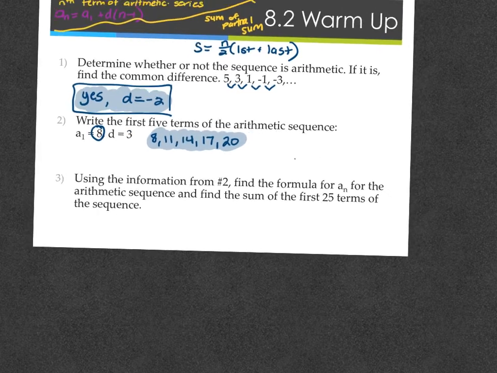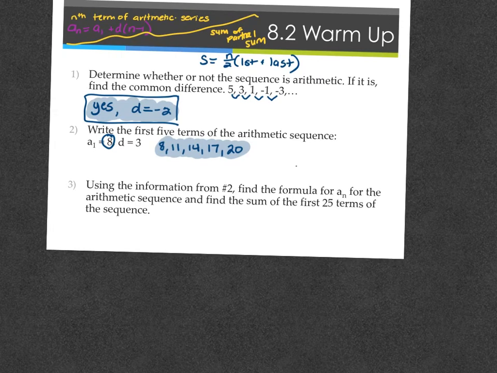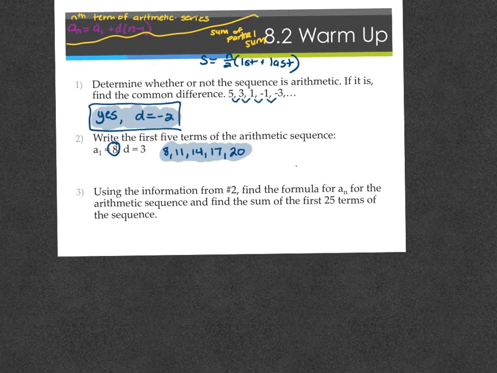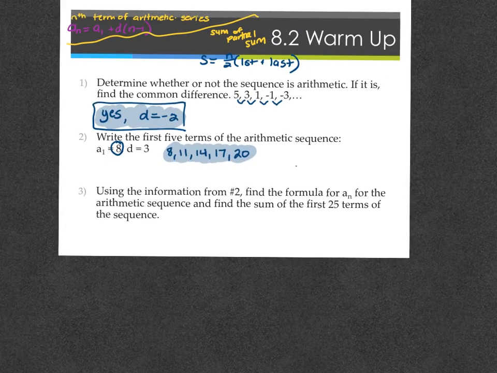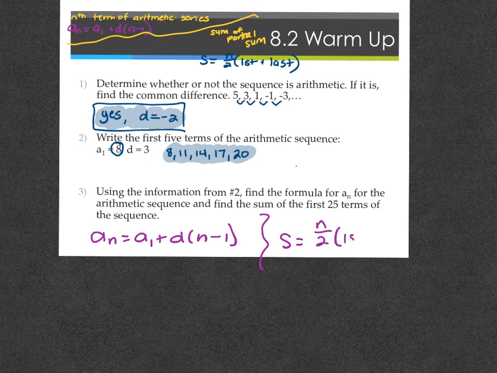All right, then number 3 says use the information from number 2 to find the formula for a sub n for the arithmetic sequence and then find the sum of the first 25 terms of the sequence. Can we explain the sum? I just add 3. Oh, okay. So for this, we need the two formulas we just said. A sub n would be a sub 1 plus d times n minus 1. And then we need the sum, which is n over 2 times first plus last.